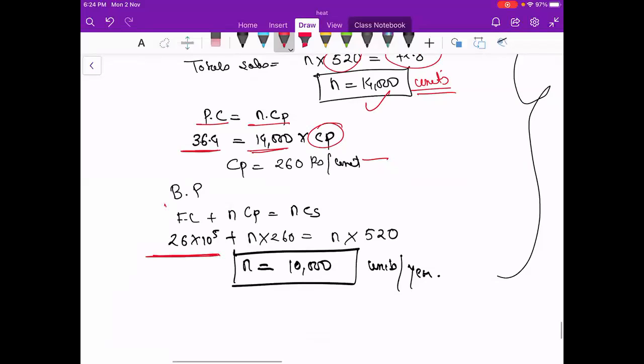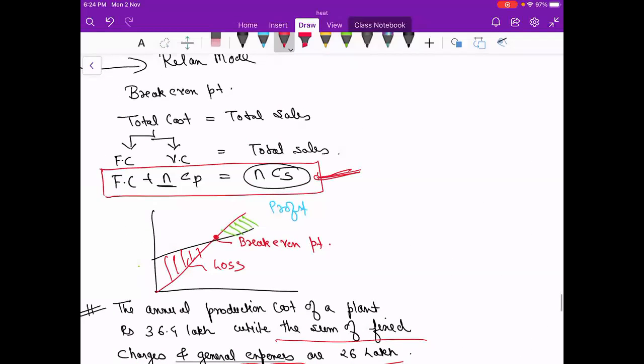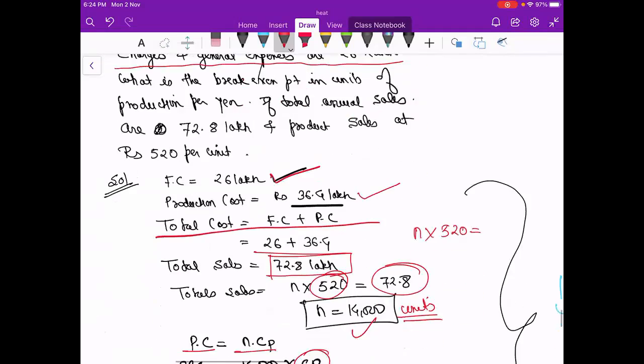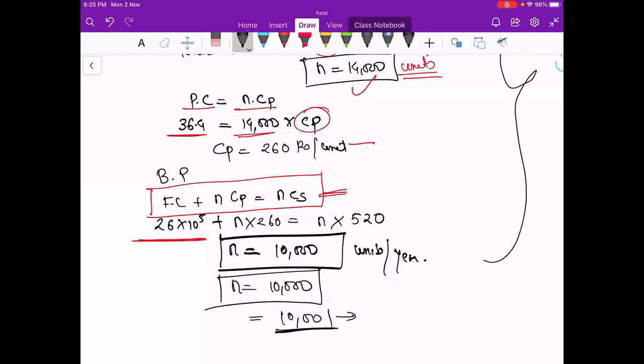At the break even point, we know that total cost equals total sales. This is the formula that we have just derived, so we have used it directly. What is the meaning of this 10,000? At 10,000 units we get all our money back. When you produce the 10,001st unit, that equipment will be your profit. That is why every industry wants to first reach the break even point.